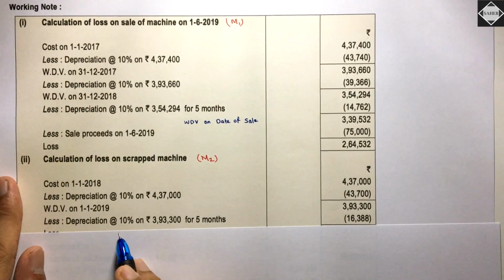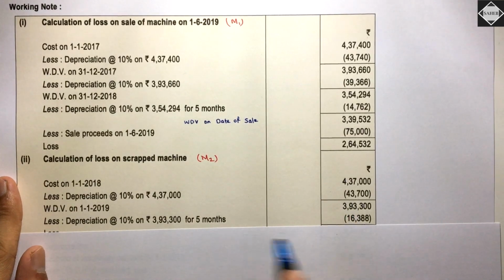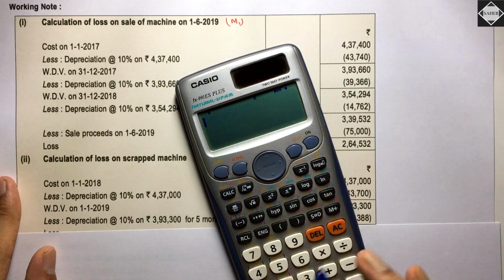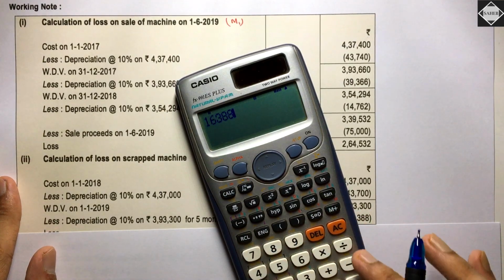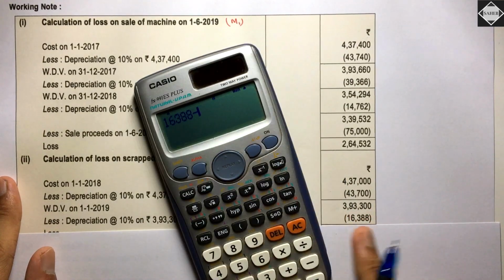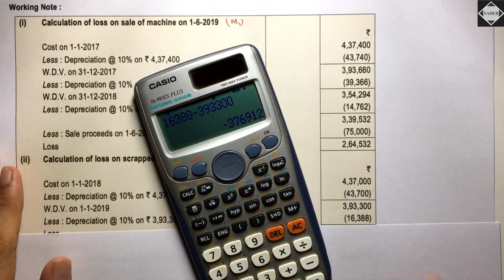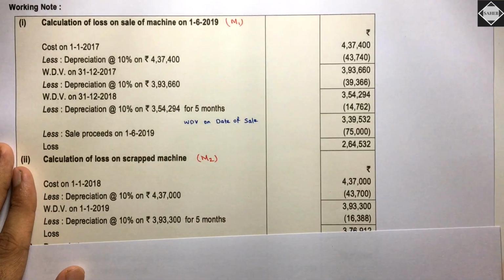So depreciation at 10% on this amount for 5 months, it was this much. Subtract that. Let me just write that again. 16,388 minus 3,93,300, that's equal to 3,76,912.